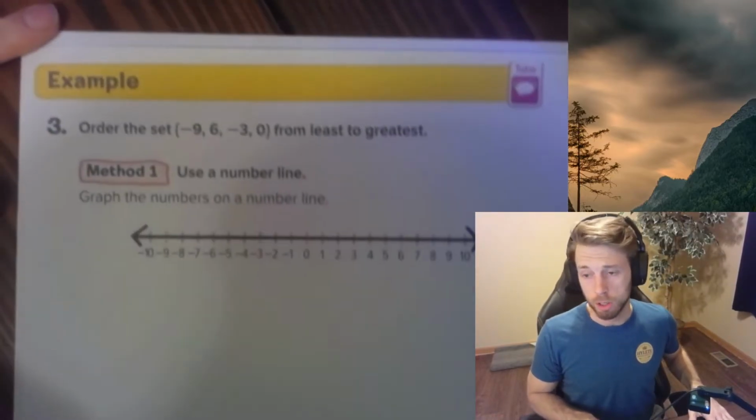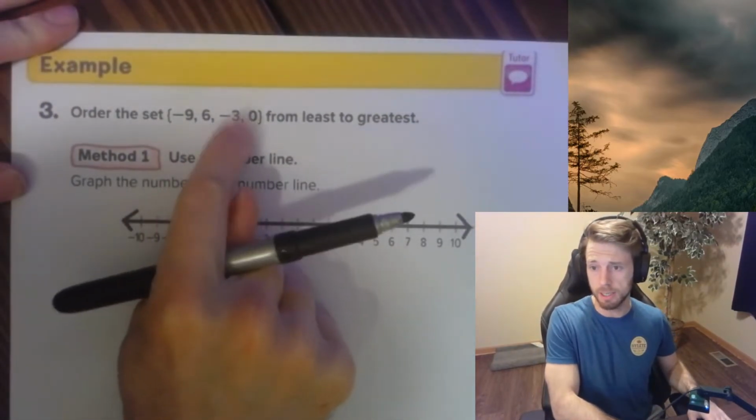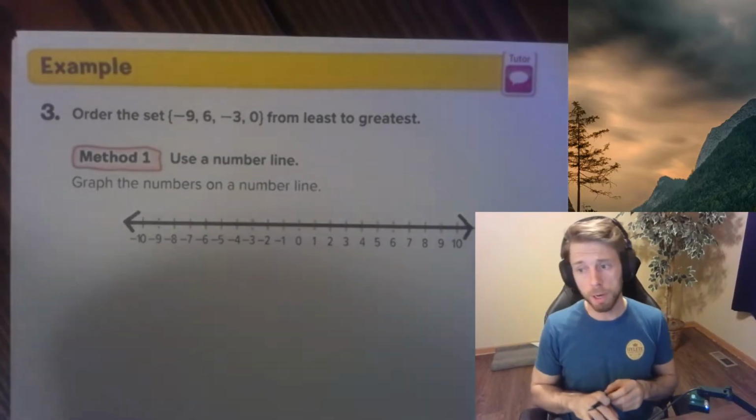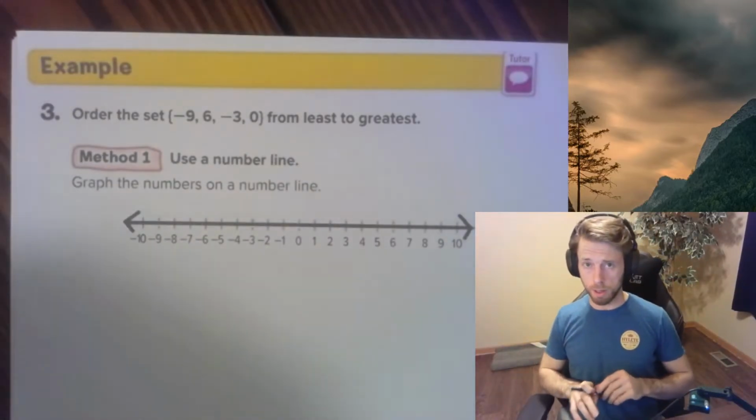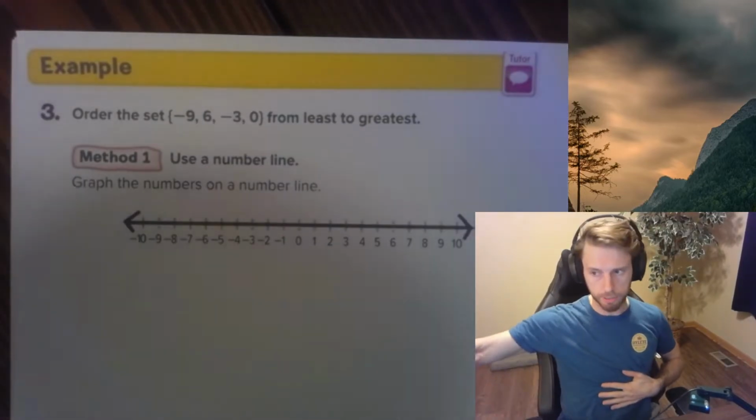Then I'm going to give you a couple numbers. I'm going to ask you to put them in order from least to greatest. For example, in this one we got -9, 6, -3, and 0. And if you could put them on a number line from left to right, that will be from least to greatest. Or if you know what the smallest is and the greatest is, you can just put them in order.